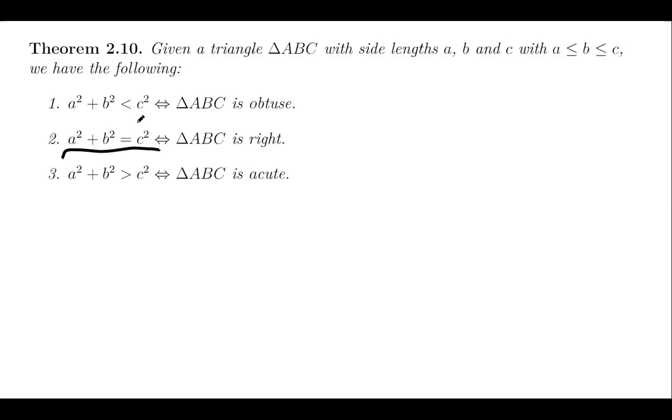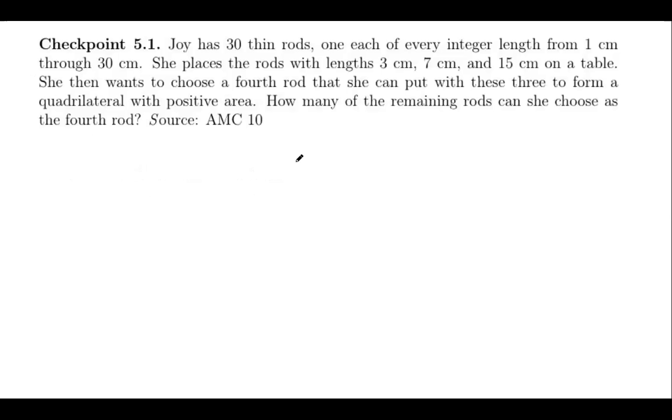However, if a squared plus b squared is less than c squared, then the triangle is obtuse. And keep in mind that we're assuming that a is less than or equal to b, which is less than or equal to c. And if a squared plus b squared is more than c squared, then the triangle has to be acute. Okay.